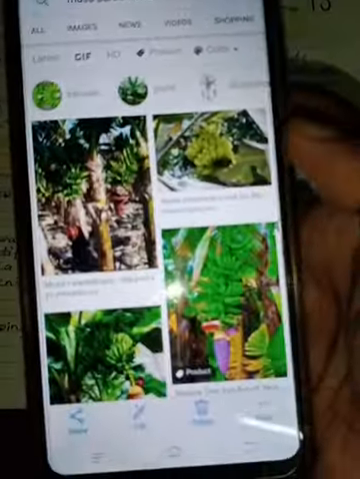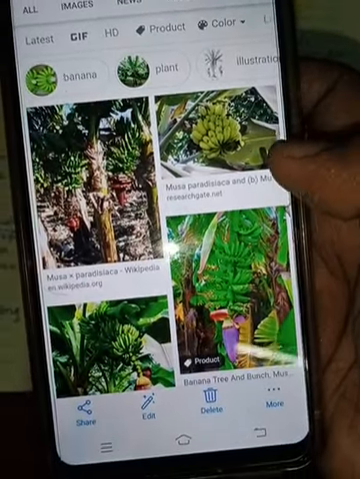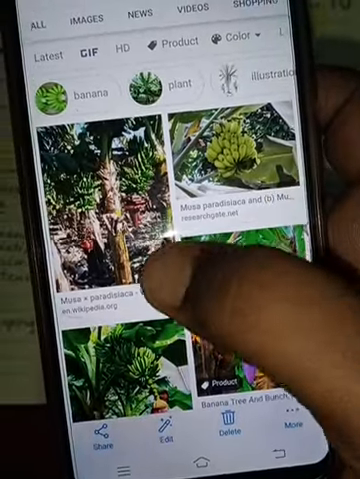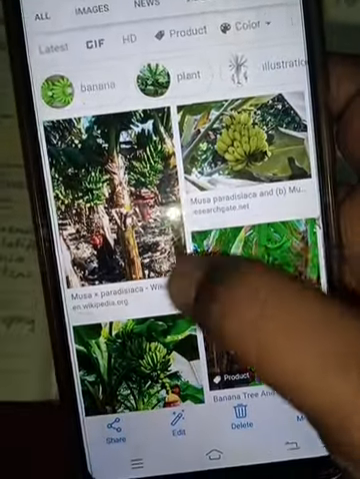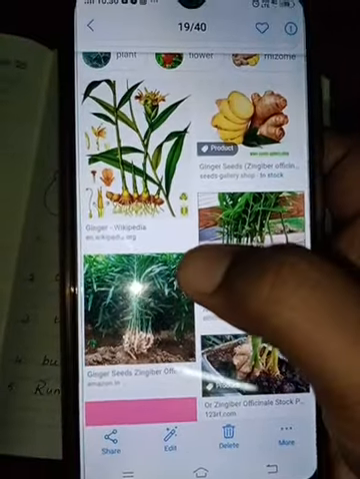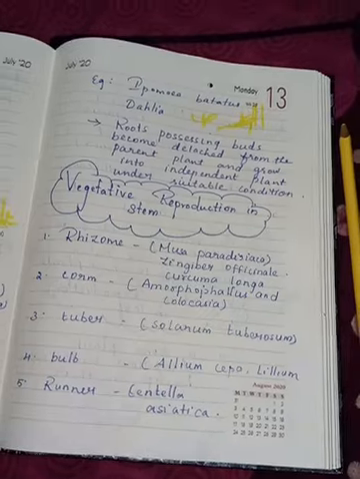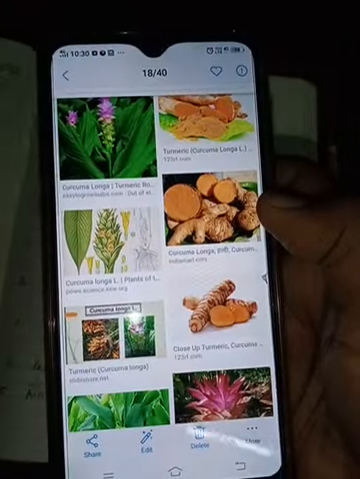Here, this is Musa paradisiaca. It is not an unfamiliar plant, it's a familiar plant. This is the valai maram, banana. Next one is Zingiber officinale. The common name is inji, ginger. Next one is Curcuma longa. The common name is manjal, turmeric.